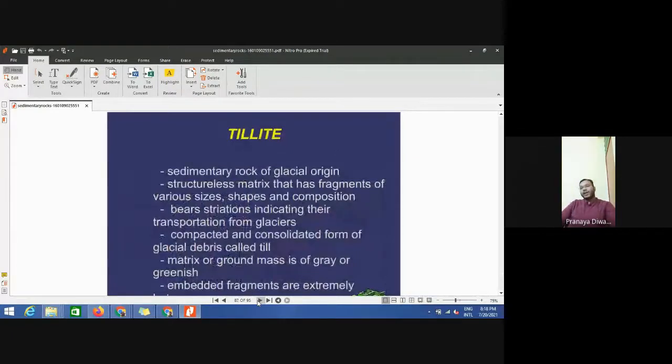Then you have tillite. Tillite is a sedimentary rock of glacial origin, with a structureless matrix containing fragments of various sizes, shapes, and composition. It is the compacted and consolidated form of glacial debris called till. What is till? Till is the unconsolidated, structureless matrix form of this material.